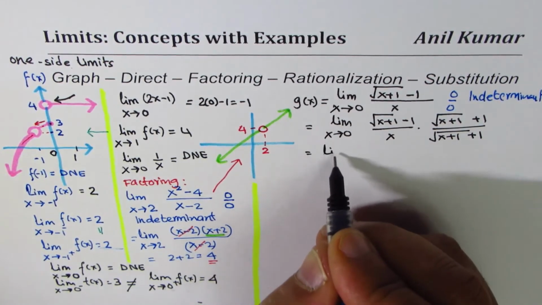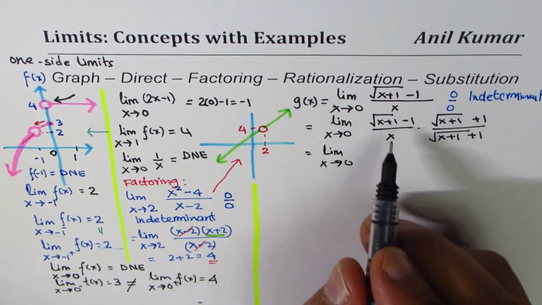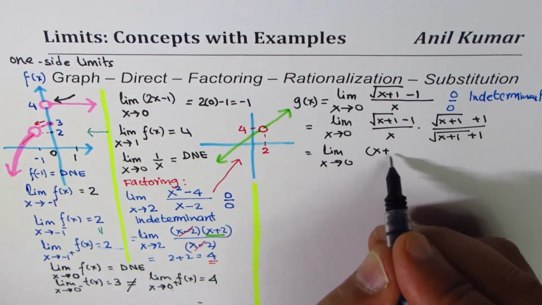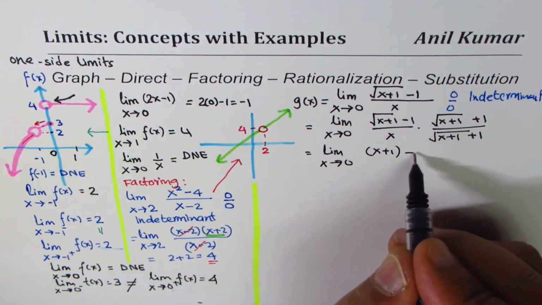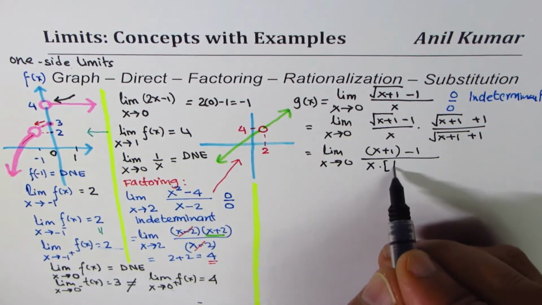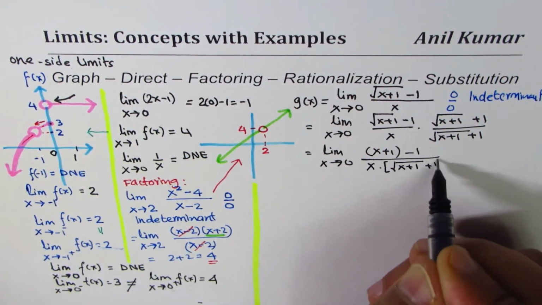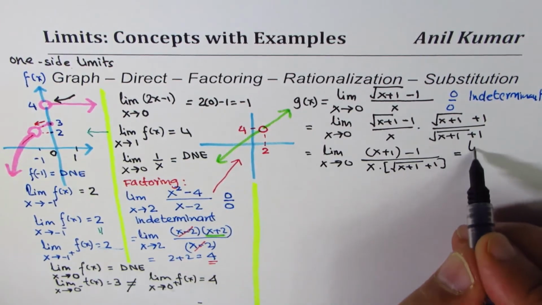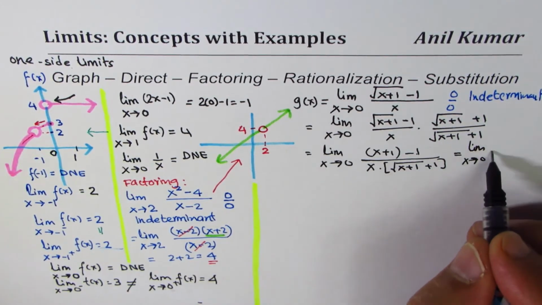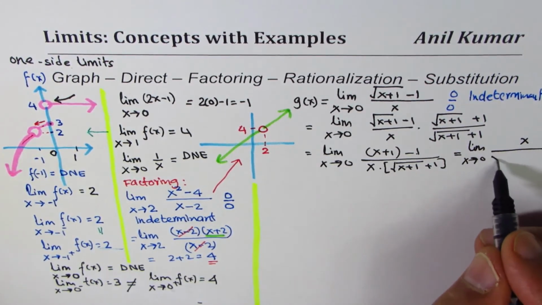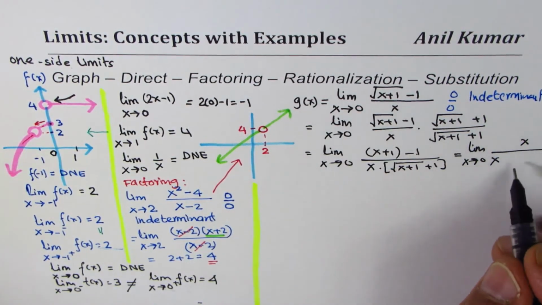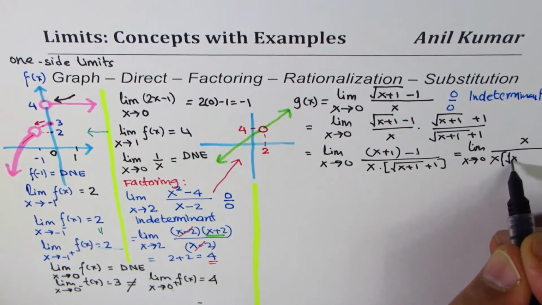And that gives us limit x approaches 0. A square minus b square will be the result. So the square of the square root will give us x plus 1 here, minus 1 square, which is 1, divided by x times square root of x plus 1 plus 1, right? Now this is equal to limit x approaches 0. See, in the numerator, 1 minus 1 is 0. You're left with x. And in the denominator, we already have this factor x. That resulted in 0, right? So we get here square root of x plus 1 plus 1.